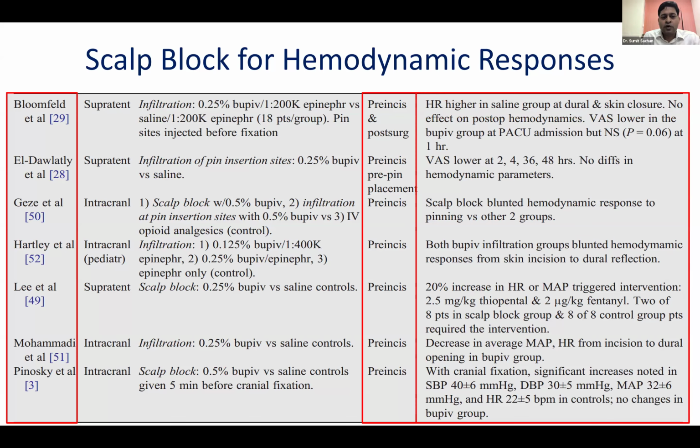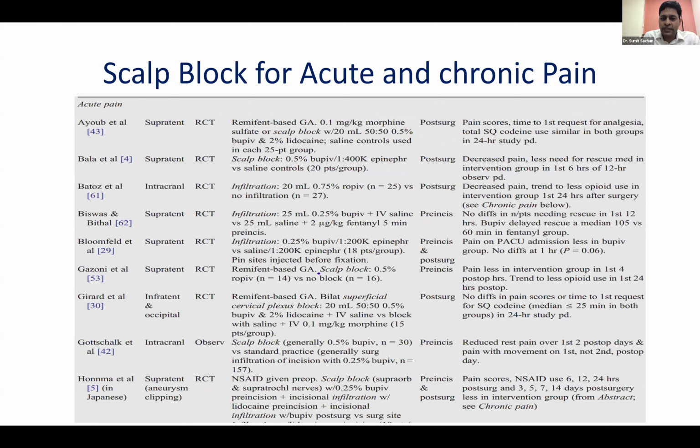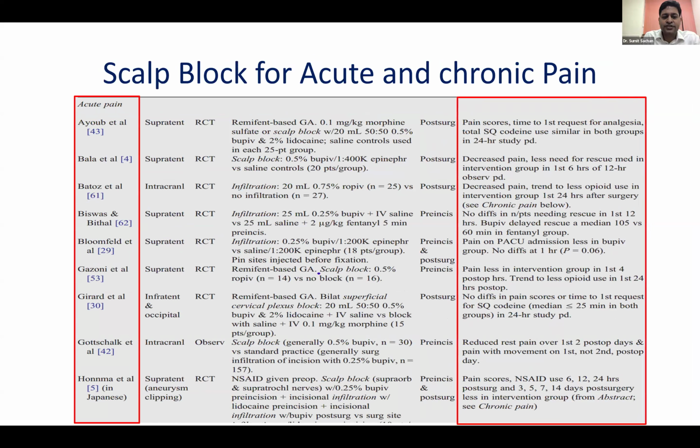Now, it has also been studied in acute and chronic pain by various authors in supra and infratentorial surgeries. Many RCTs have come up and are already there in the literature, in which bupivacaine and ropivacaine were compared with IV fentanyl, morphine, normal saline, and even with infiltrations.